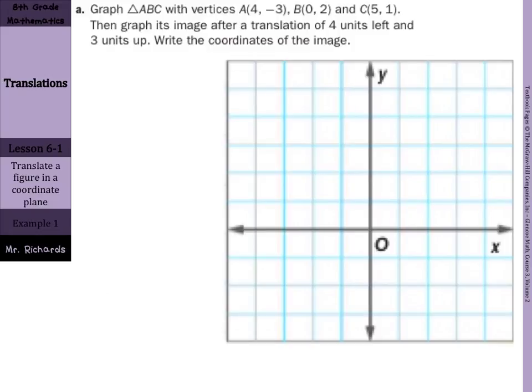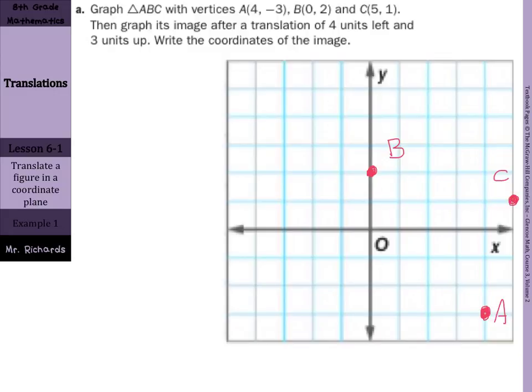Our A is going to be at 4, -3, so we'll go out to 4 and down 3 units, so that's 4, -3, and this is where it does become important to actually label these, so that's going to be labeled as A. B is at 0, 2, and we'll label this one as B. And then C is at 5, 1, 2, 3, 4, 5, 1, which is out here.